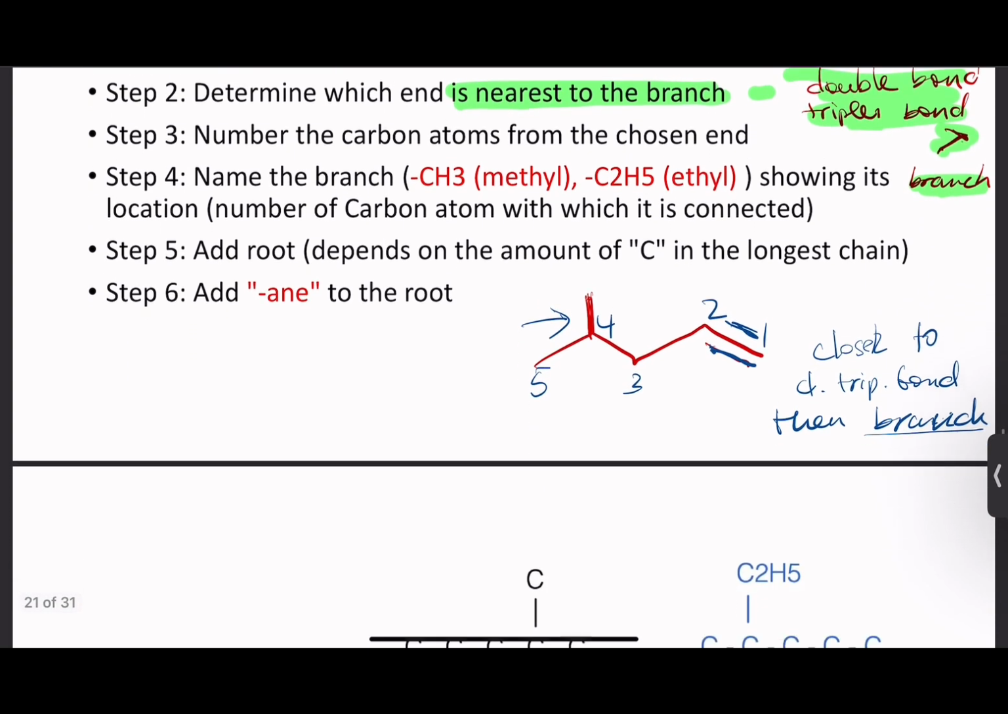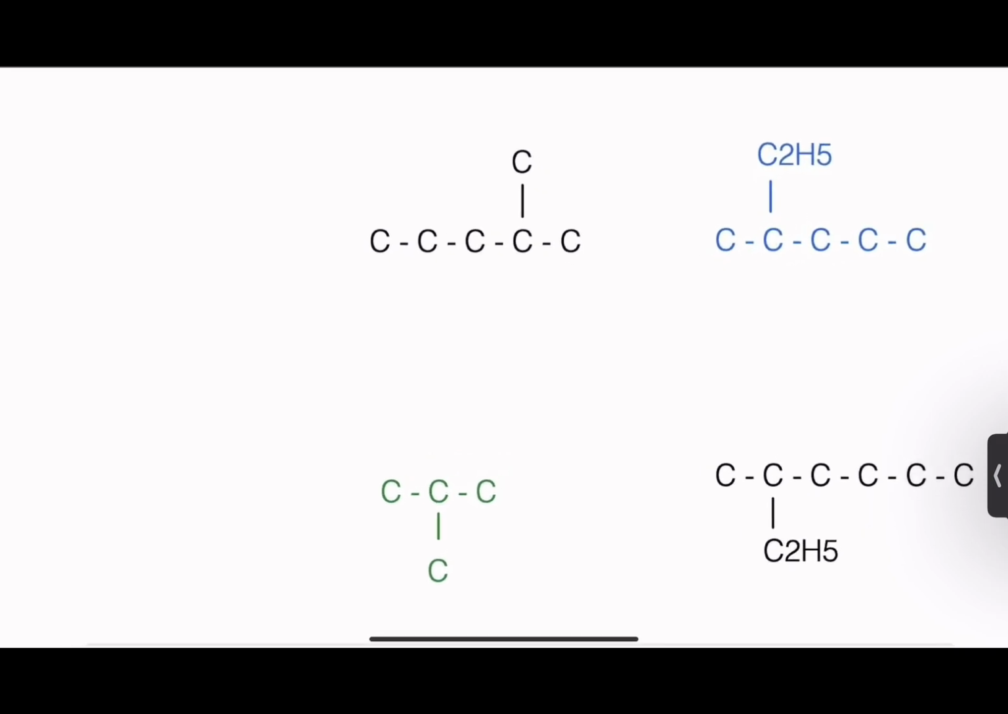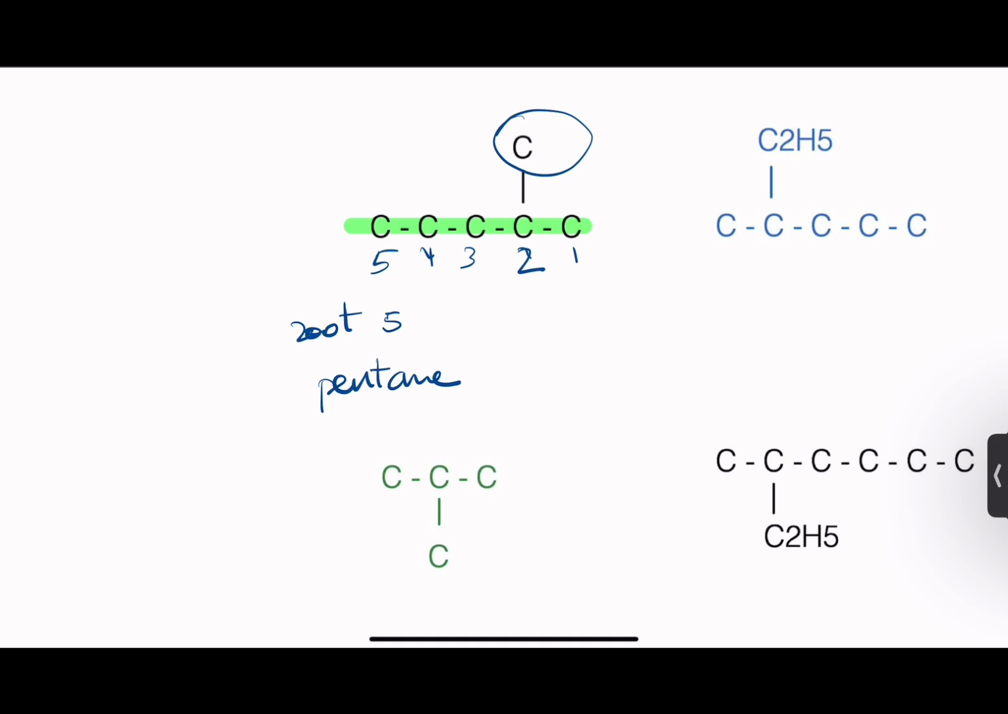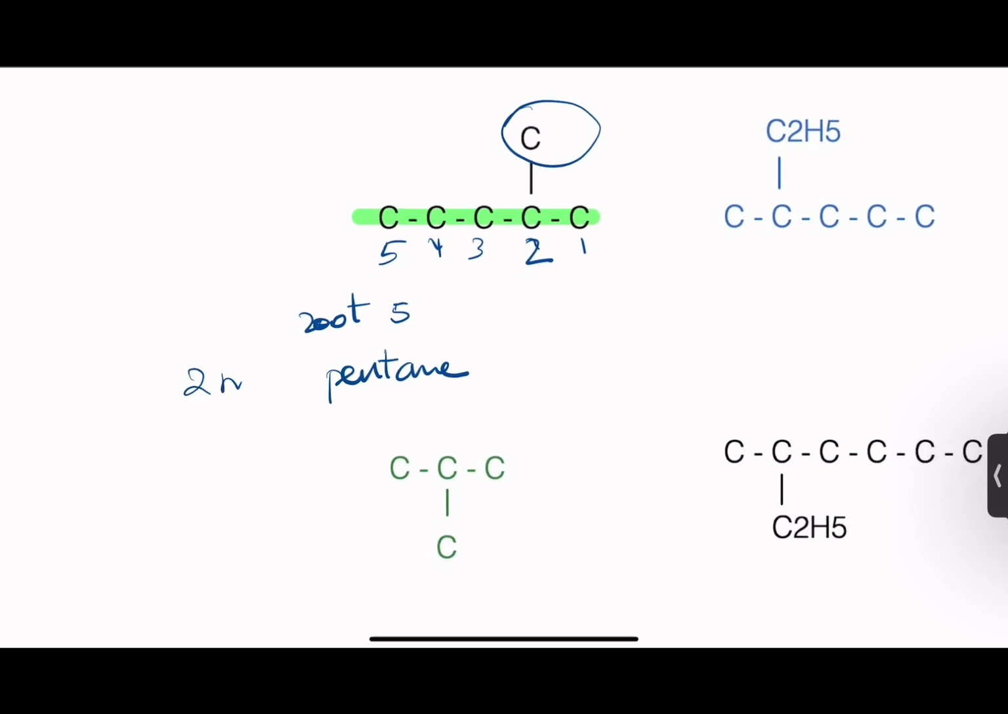Okay, this is all the rules that we have discussed. Now in here we have the skeleton given to us, so let's do a few of them together. So the longest chain again is this one. You see I have 5 carbons. I start numbering from here, 1, 2, 3, 4, 5. So my root is 5, so it is going to be pent. Because I only have single bonds, it'll be pentane. And then because on a second carbon I have this methyl group, this is going to be 2-methylpentane.